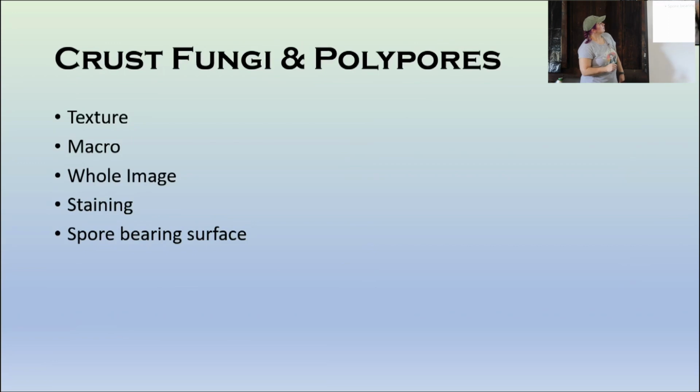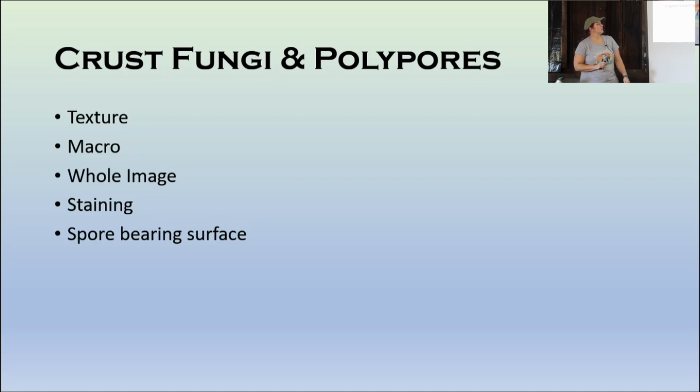Crust fungi and polypores. Texture. Texture is so important with these guys. It's often very important to get macro with some of these polypores to get a good diagnosis. And even with all of this, photo-wise, some of them can be like 20 colors. So, well, it could be any color, but it looks like this under the scope, so that makes it this. But there are some that are pretty definitive by texture, macro. Getting the whole image and the macro.